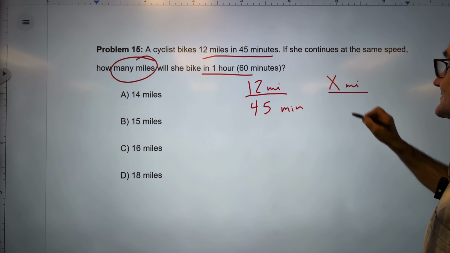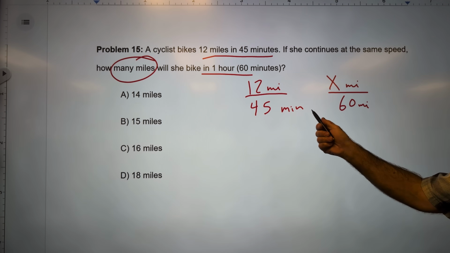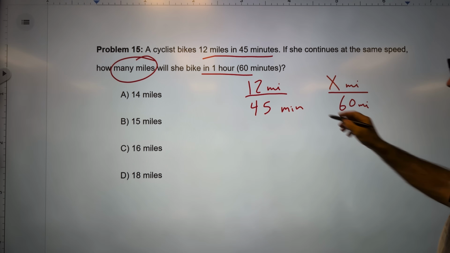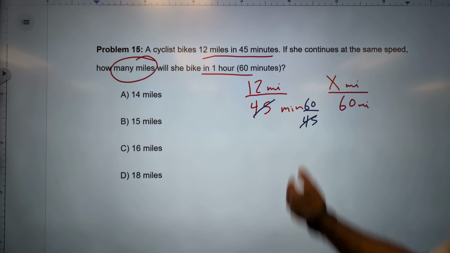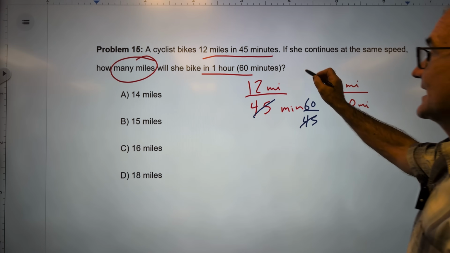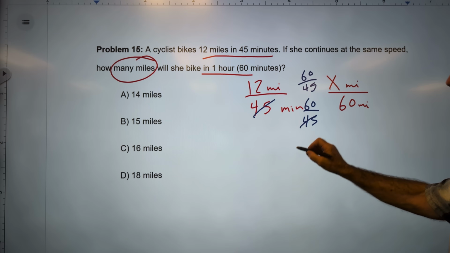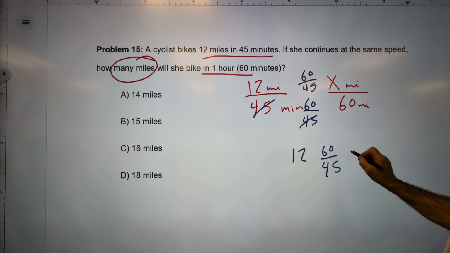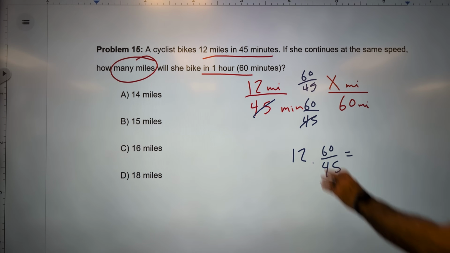All my units have to be the same, so I'm just going to go right to 60 minutes here. So I'm going to have to multiply 45 by something to get to 60. I'm going to multiply it by 60 over 45. These will cancel, that'll give me 60. I'm going to do that to the bottom, I have to do it to the top. So this is kind of my picture here. Then from my picture, I'm going to go 12 times 60 over 45 is equal to how many miles?